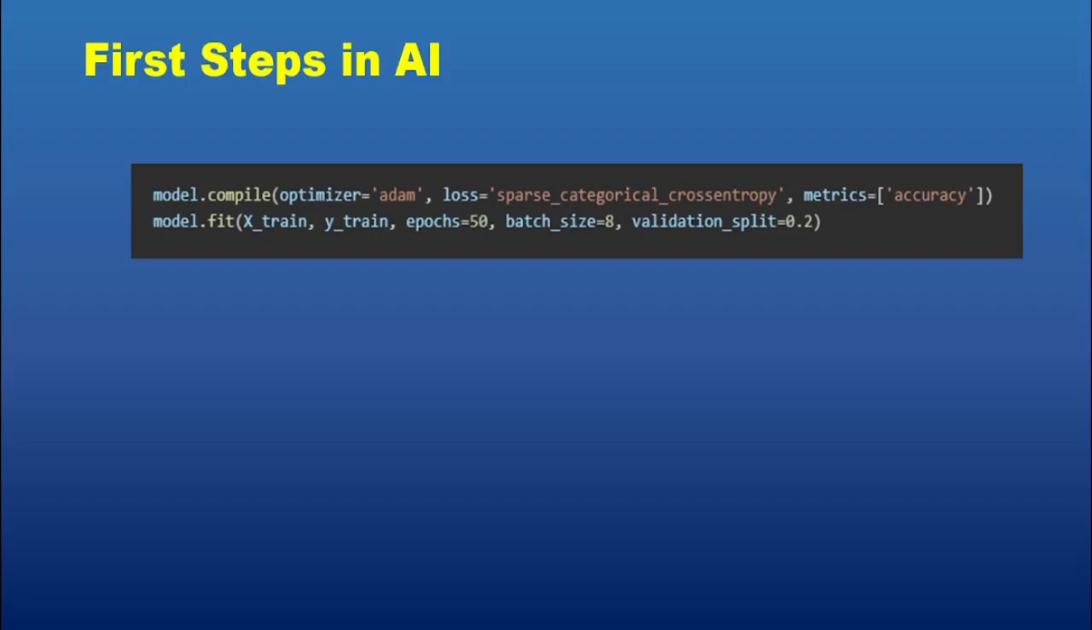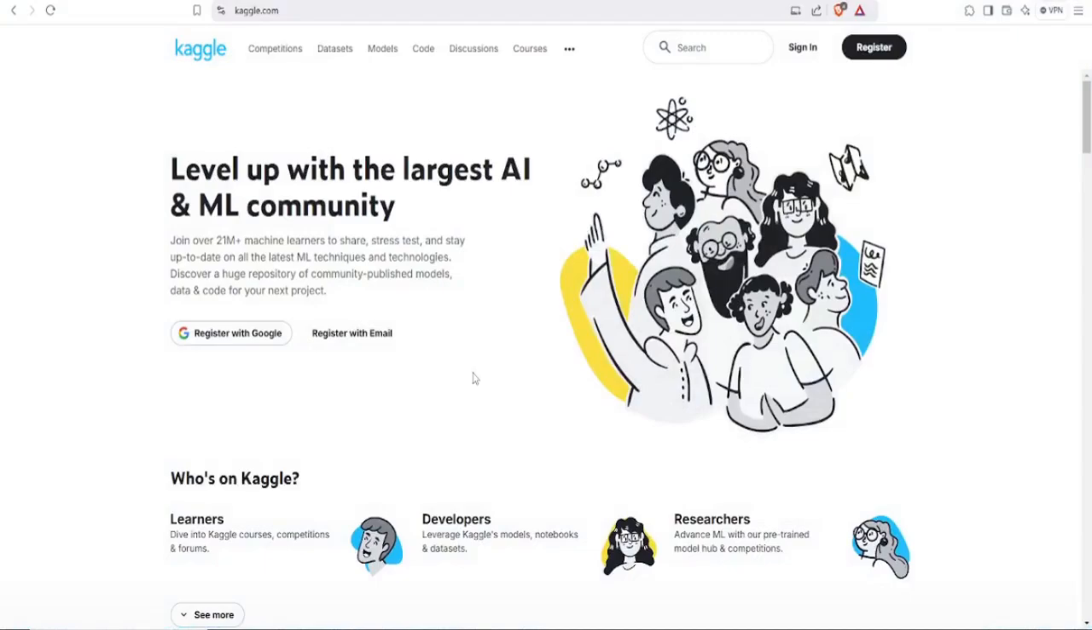So, what's next? You've just built your first AI models. Here's how you can continue. Explore datasets on Kaggle. Try other algorithms like random forest or support vector machines. Learn advanced libraries like PyTorch and TensorFlow for deep learning.